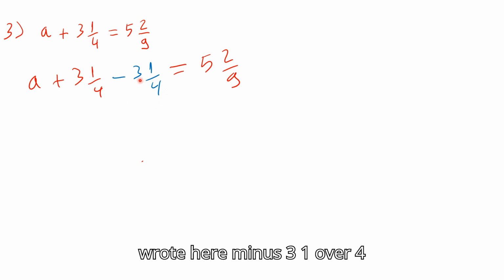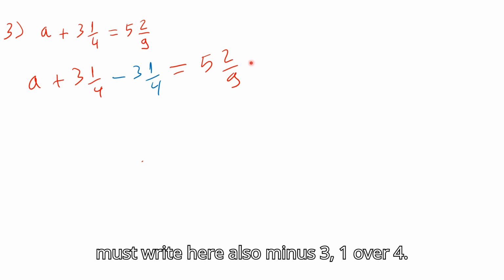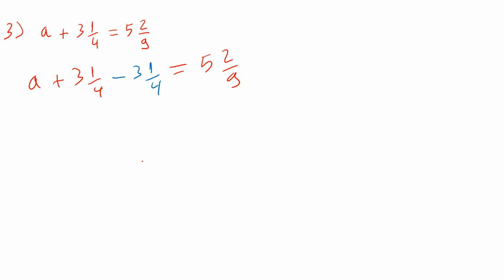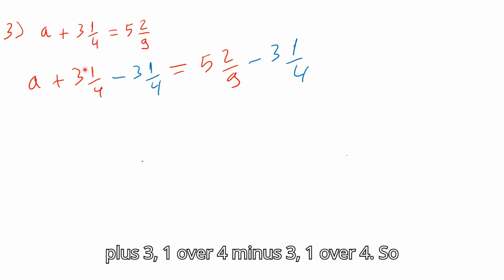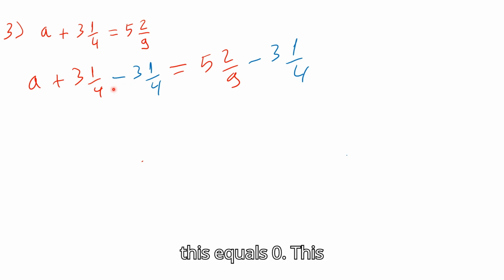As we wrote here minus 3 1 over 4, we must also write the same thing on the other side. So again, as we wrote here minus 3 1 over 4, we must also write the same thing on the other side. So we must write here also minus 3 1 over 4. So what we have here now, we have a plus 3 1 over 4 minus 3 1 over 4. So this equals 0.